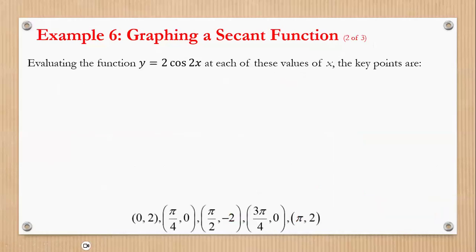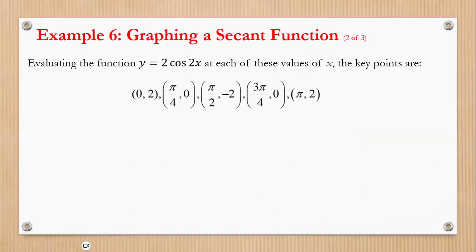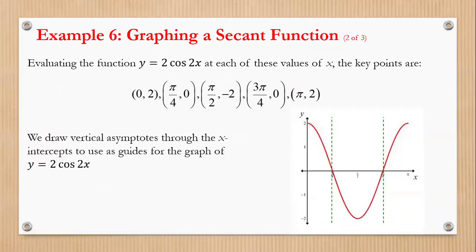And these are all the points that we can get after replacing their key points into the function. By having these 5 points, we can easily graph the cosine. Find the points and then connect to each other.